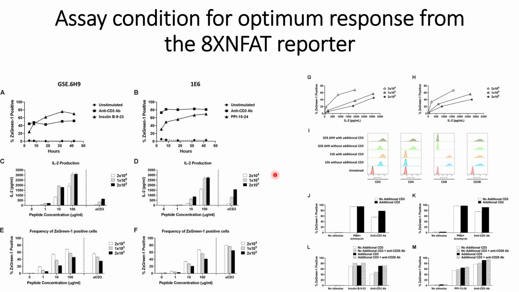And thereafter they checked the interleukin 2 production and compared it with the ZsGreen positive cells, and they are able to see maximum signals for the 2 into 10 to the power 4 cells per well compared to the other conditions. And this is true for both the T cell receptors.